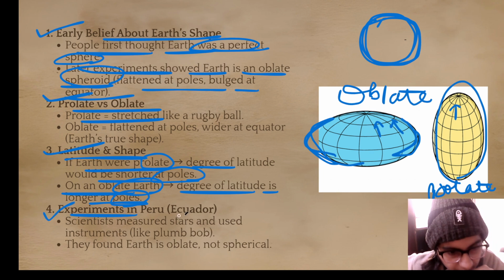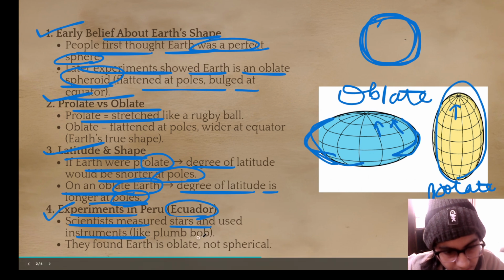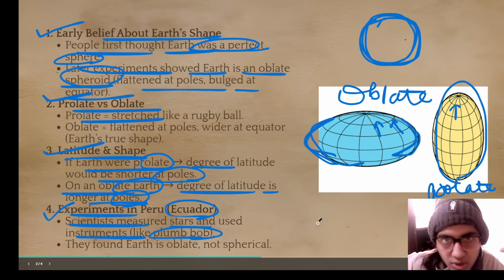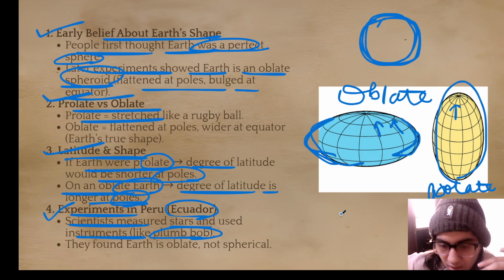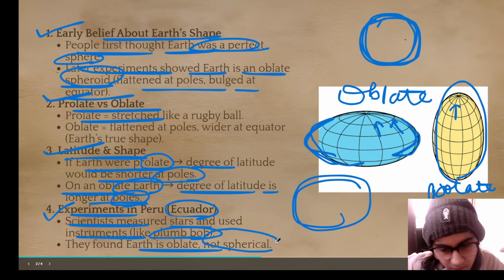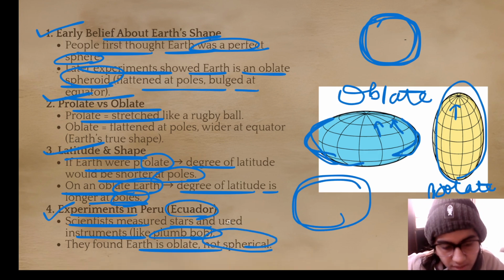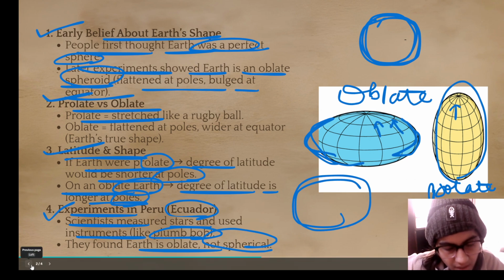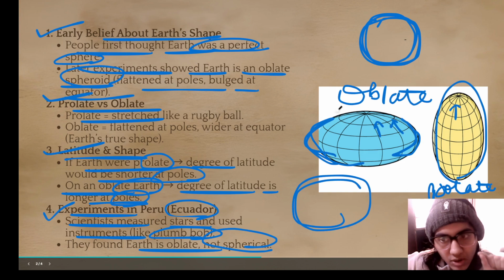Experiments happened in Peru, Ecuador. This is a place name. Scientists measured stars and used instruments like the plumb bob. It is a bob, as you all know, like the bob in a pendulum. It's just a round structure. They found that earth is oblate, not spherical. So in this particular experiment also they found that earth is oblate and not spherical.